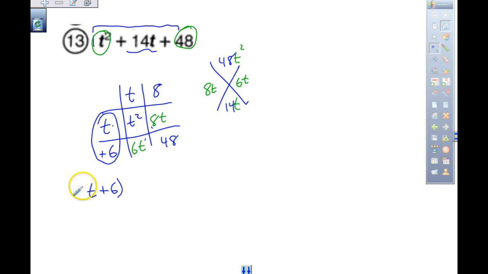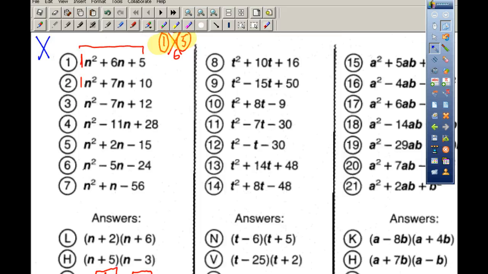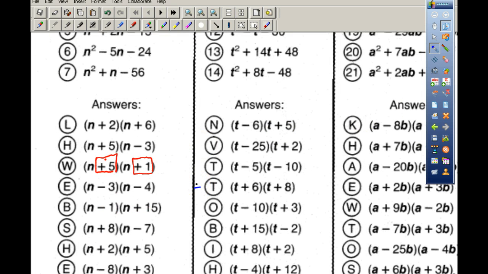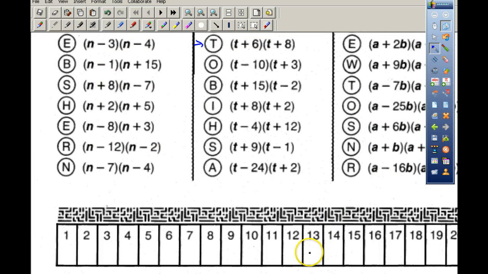T plus 6, t plus 8. And if we really wanted to check, we could FOIL those together and it should equal our answer. So just think of everything we've done and we're reversing it. Go back to here. T plus 6, t plus 8. Looks like that's t. The 13 should be t. You go over here and 13 is t.